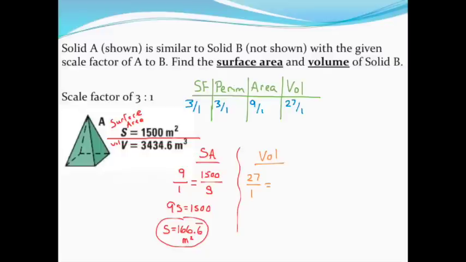Equals, I know the volume of the figure they gave me, what a weird number, 3434.6. That's the figure I see, and that's what I've been putting on top, so I'll be consistent, over the volume of the smaller figure. So let's again cross multiply and get 27V equals 3434.6. And finally, dividing both sides by 27, I get a volume of the smaller figure to be about 127.21, and again I'll include the label they gave me in the problem, meters cubed.